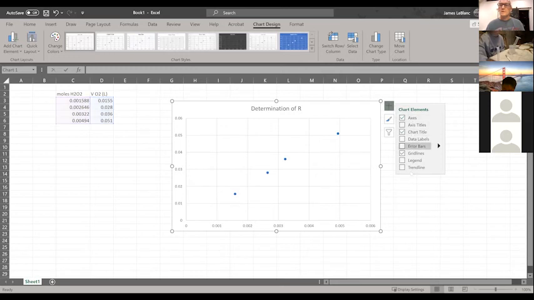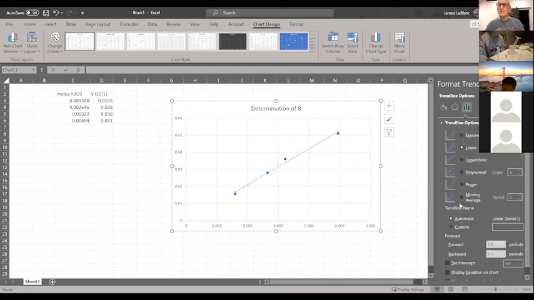I want a trend line. I want linear. That looks, man, it looks really good. I'm such a good scientist. What can I tell you, people? So I also want the label. Display the equation on the chart. There we go.